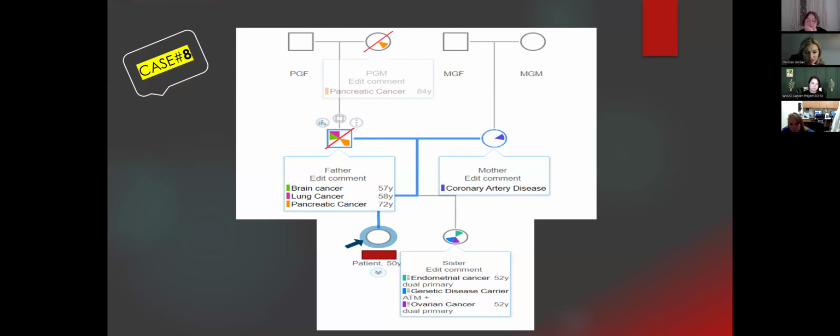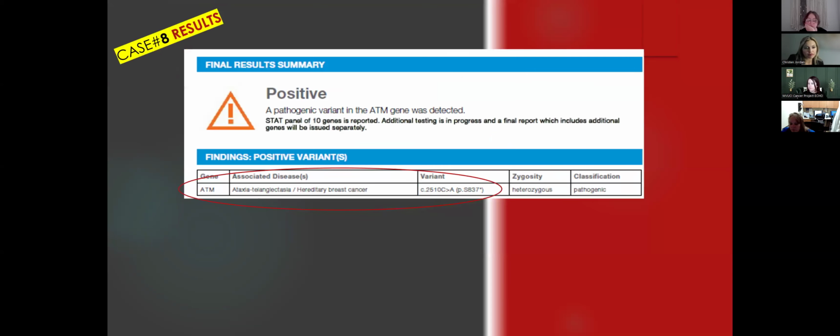This is a patient that, again, was unaffected and came in for family-based testing. Her sister tested positive for ATM after having a dual primary diagnosis of ovarian and uterine. We didn't know what came first, but in my mind it's probably the ovarian, because ATM doesn't have an elevated risk of uterine cancer. But we can see that their father had brain, lung, and pancreatic, and their grandmother also had pancreatic. So she did undergo single-site testing because this is a clear lineage of where it's coming from. It's coming from dad's side. I wasn't worried about testing her for anything additional based on her mom's history. And so she tested positive for ATM as well.